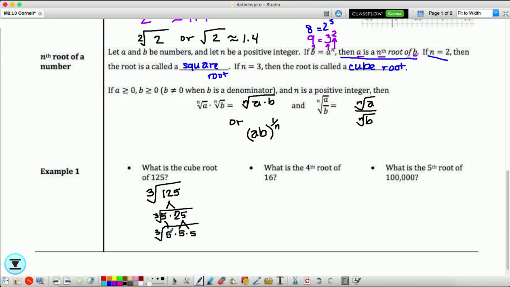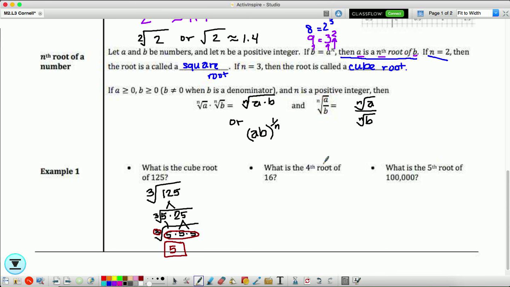And then looking at this, I have 3 5s in here. So if I'm taking this cube root, I'm looking at 3 of the same number. So in our case, my answer would be 5. 5 is the cubed root of 125.